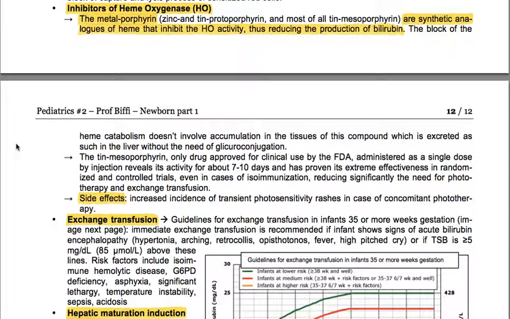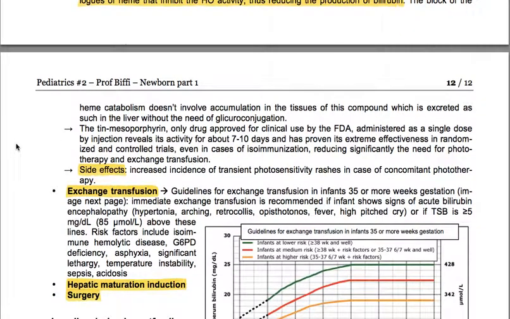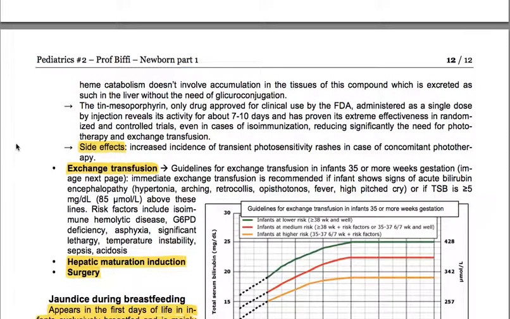Exchange transfusions, guidelines for exchange transfusion in infants of 35 or more weeks gestation. Immediate exchange transfusion is recommended if infants show signs of acute bilirubin encephalopathy or if total bilirubin is more than or equal to 5 milligrams per deciliter above these lines. Risk factors include isoimmune hemolytic disease, glucose-6-phosphate dehydrogenase deficiency, asphyxia, significant lethargy, temperature instability, sepsis, acidosis. Can have also hepatic maturation induction and surgery eventually.